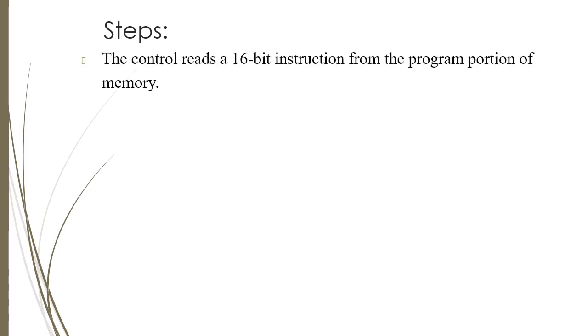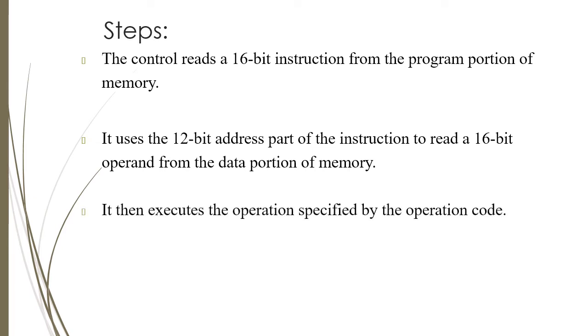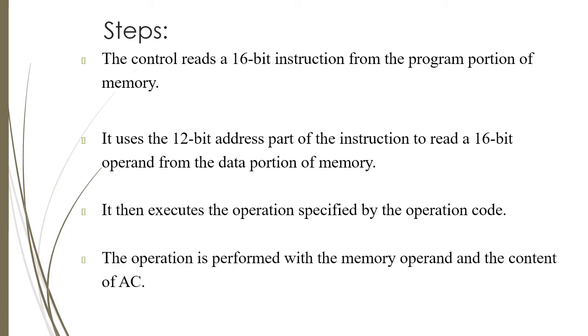The control reads a 16-bit instruction from the program portion of the memory. It uses the 12-bit address part of the instruction to read a 16-bit operand from the data portion of the memory. It then executes the operation specified by the operation code or opcode. The operation is performed with the memory operand and the content of the accumulator.